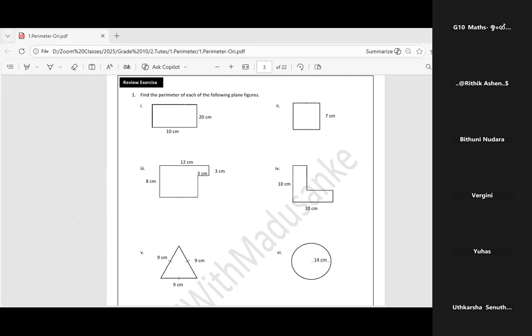I want to see who finishes first. Find the perimeter of the third one. When you finish the perimeter, send the answer to the chat.